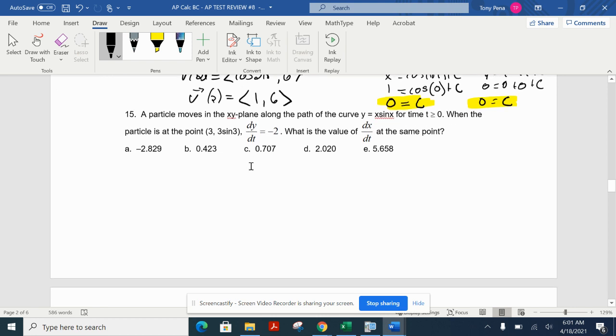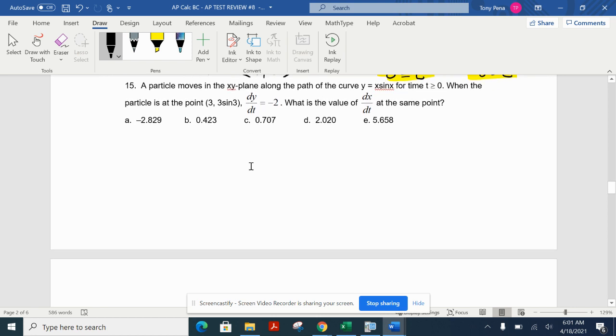All right, 15. A particle moves in the xy plane along the path given by the curve y equals x sine of x. When the particle is at the point (3, 3 sine 3), the dy/dt value is -2. What is the value of dx/dt at that same point? So think about what they're asking. Again, if you want to think this through on your own before I walk through this, go ahead and see if you can figure it out.